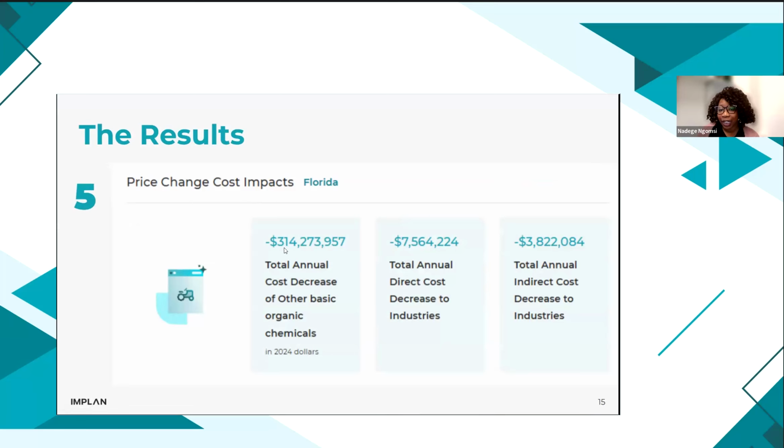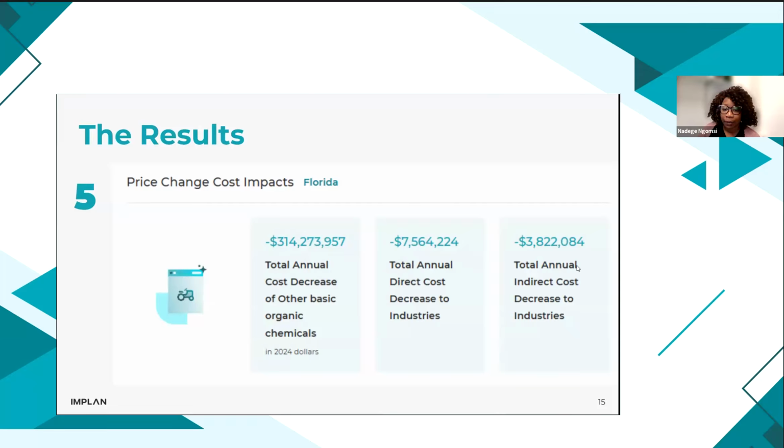Notice the negative signs in the results, this is the negative cost impact. And this is actually good news. This is showing us that the $314 million is actually a cost saving. And this $7.5 million is the direct price break to Florida manufacturers every year.